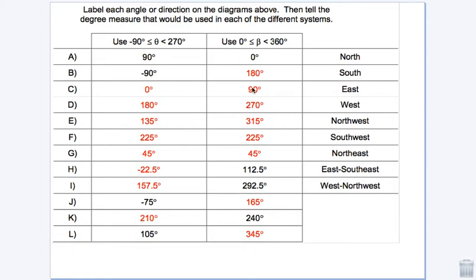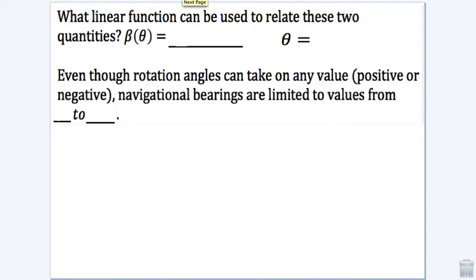Okay, so just with this table, you should have realized that, well, most of you probably didn't notice it, but it's a lot of work going back and forth, back and forth between the unit circle and the compass. It takes a lot of time. There is a simple formula you can use every single time. If you know your rotation angle and want to convert it to bearings, all you have to do is take 90 degrees and subtract that rotation angle. That will tell you what your bearings are.